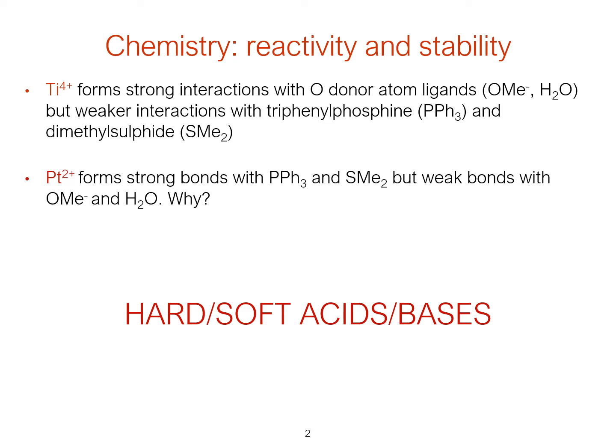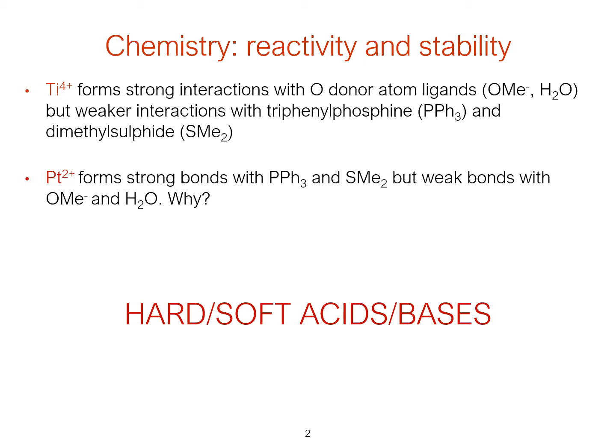So we'll start with this nice example I've taken from the textbook, which sets the scene and gives you a good idea of why we need to talk about hard and soft acids and bases. It says that titanium 4+ cations form strong interactions with ligands that have oxygen donor atoms, so things like the methoxide anion and water, but only weak interactions with triphenylphosphine and dimethyl sulfide ligands. Platinum 2+, on the other hand, forms really strong bonds with the triphenylphosphine and dimethyl sulfide, but only weak bonds with water and methoxide and other ligands with oxygen donor atoms.